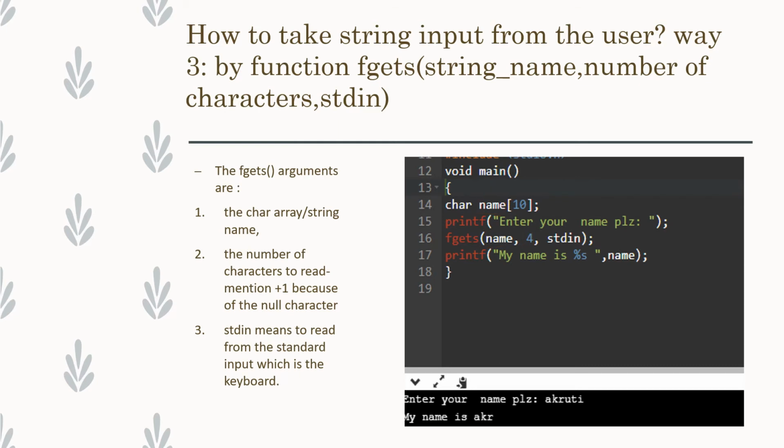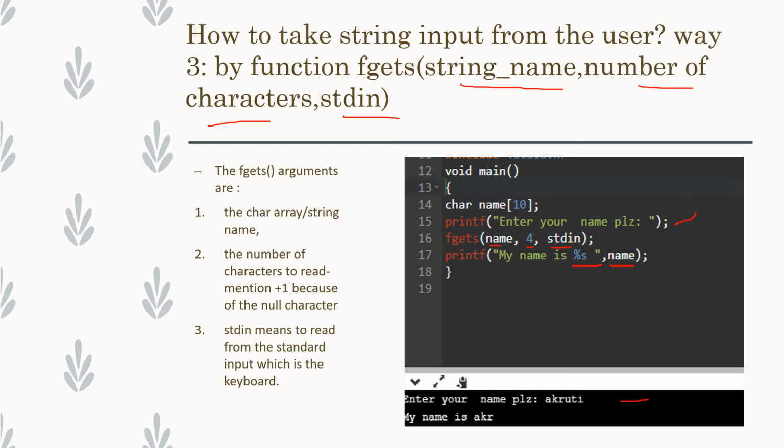Okay, here. That is my argument. You can see the first one is string name, second one is number of characters, third one is stdin. So similarly, name, only 4 characters, and stdin by default I have to write. I have taken here name because my array name is name. Okay. Then I'm getting it printed simply. Printf my name is %s and name. And you can see here, first input is my first printf message, this one. Enter your name please.